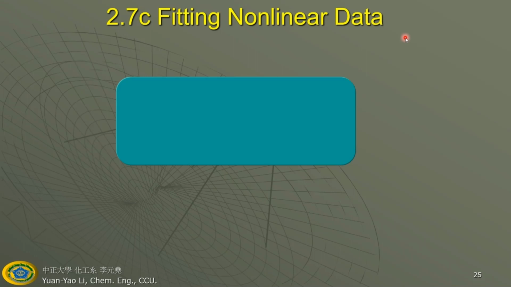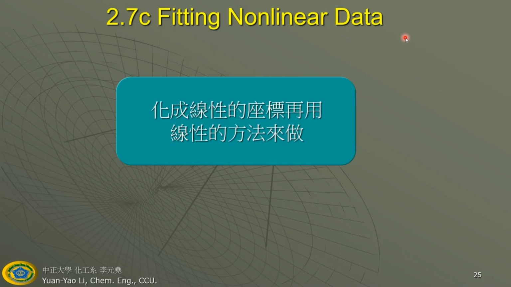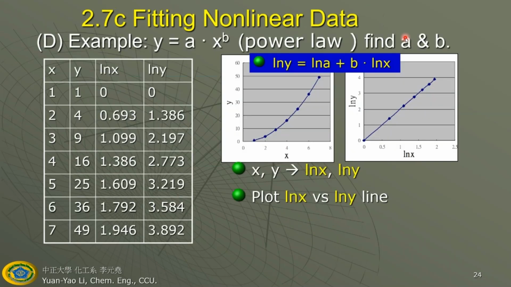This is the conclusion of 2.7c, fitting nonlinear data. How do you fit nonlinear data and make it become linear? There are 4 examples. Hope you remember there are 4 examples.